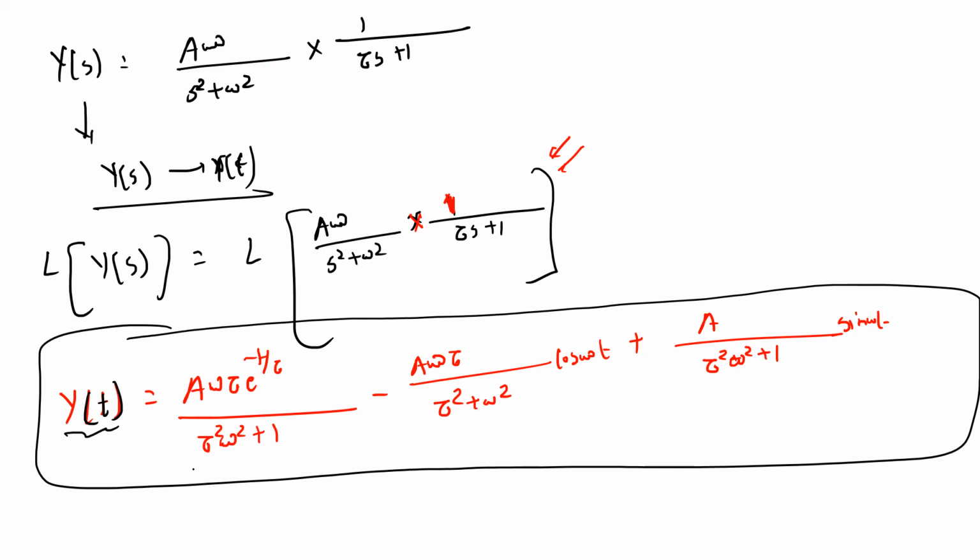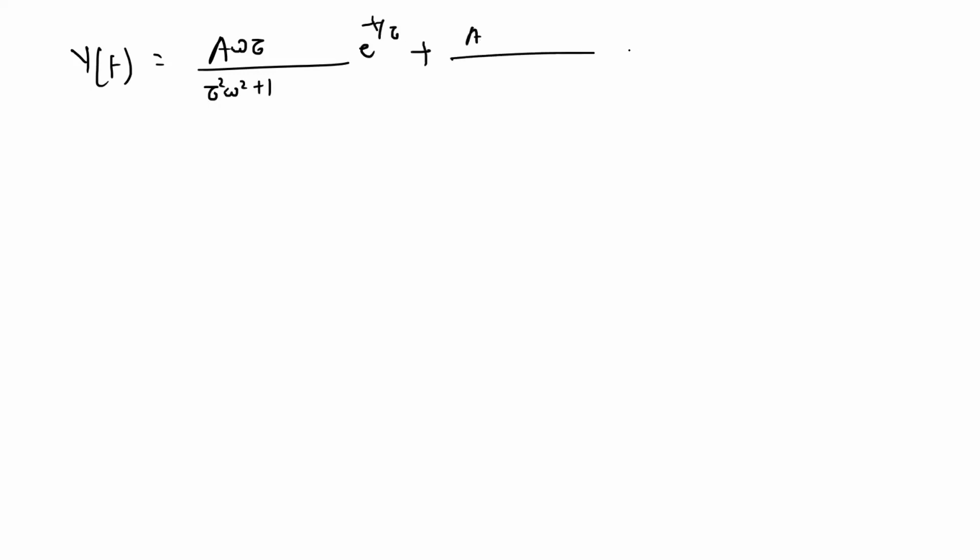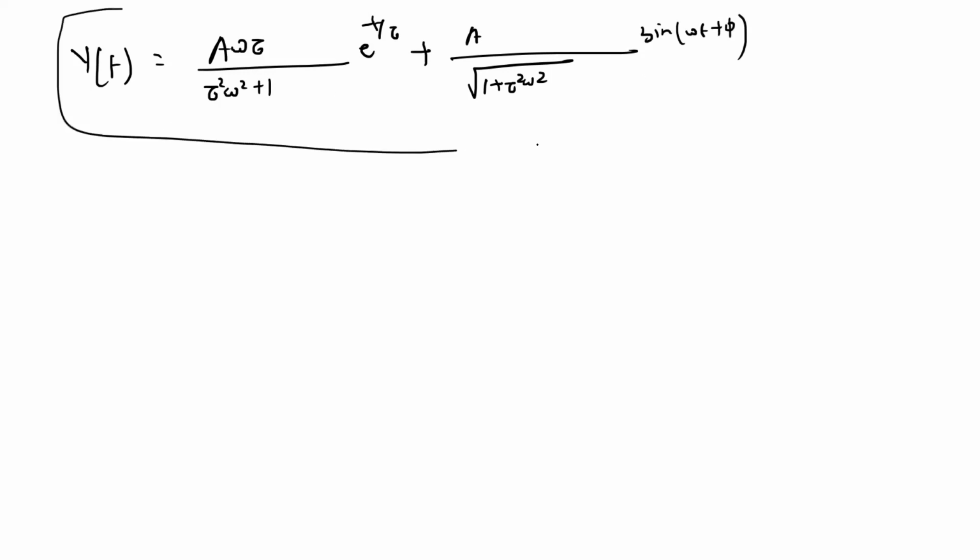So again, if I want to simplify it more using that trigonometric function, I can write this as A omega tau upon (tau square omega square plus 1) e to the power minus t by tau plus A upon root over 1 plus tau square omega square sine(omega t plus phi). So ultimately, you can simplify the equation that has been written earlier, and it will look like that.